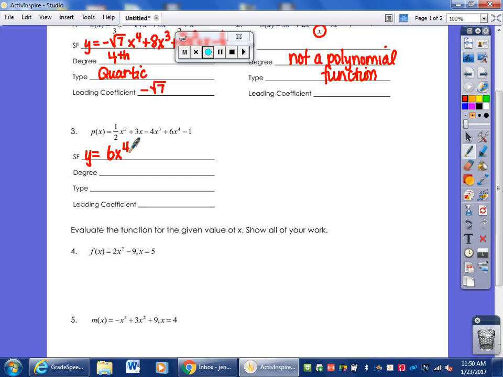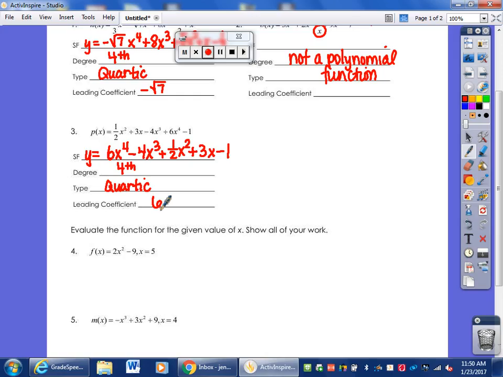So we're going to start with 6x to the fourth, then minus 4x to the third, then plus 1/2 x squared, then plus 3x, and then minus 1. Degree is a fourth degree. The type is a quartic, and the leading coefficient is 6.